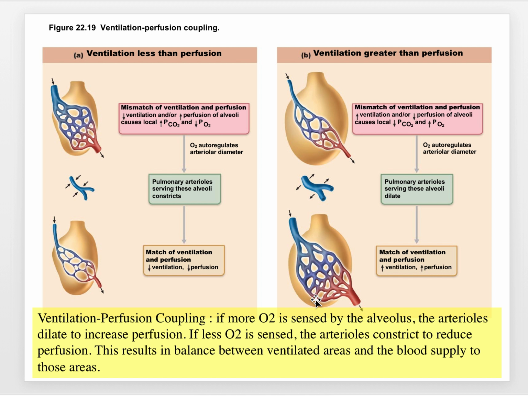Seen another way, ventilation perfusion coupling. If more oxygen is sensed by the alveoli, the arterioles dilate to increase perfusion. If less oxygen is sensed, arterioles constrict to reduce perfusion. The result is a balance between ventilated areas and the blood supply in these areas. So you want to maximize the ventilation perfusion.